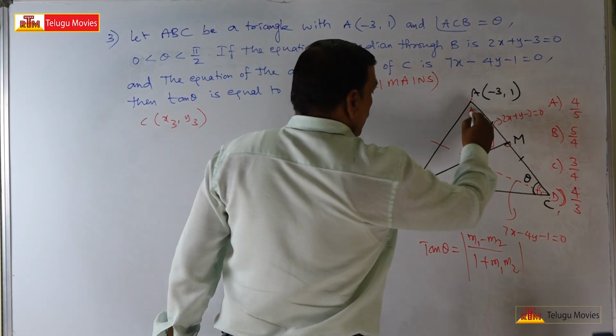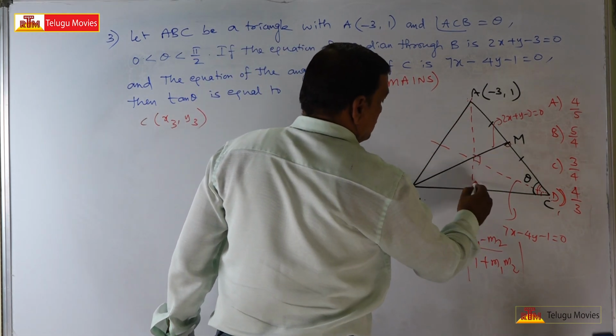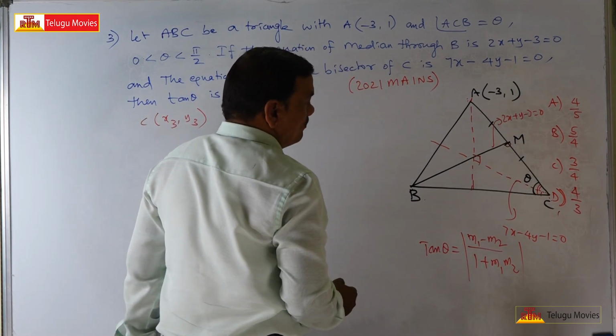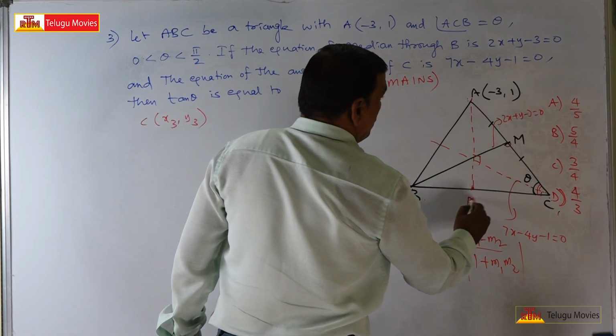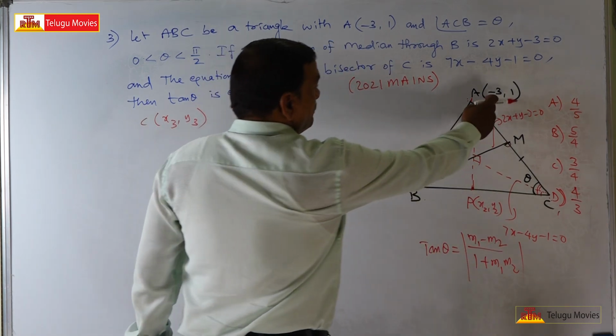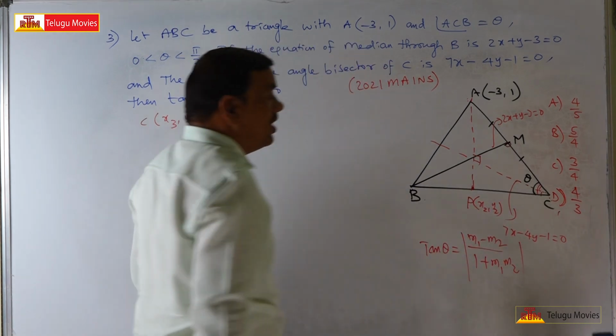And you can drop the perpendicular to here. This is a perpendicular to this. This line is perpendicular to the angle bisector of C. So this will be some P. So this is x2, y2 you can take. This is A (x1, y1). C is (x3, y3).